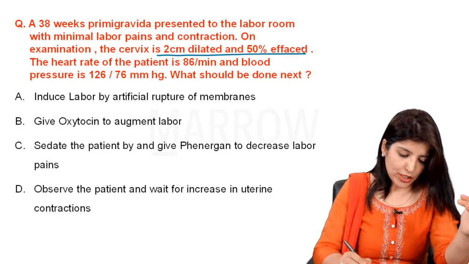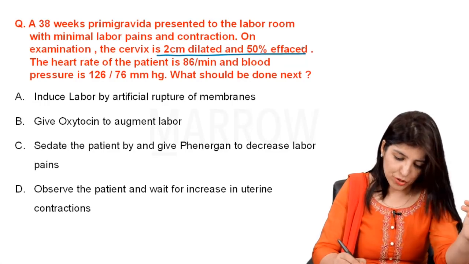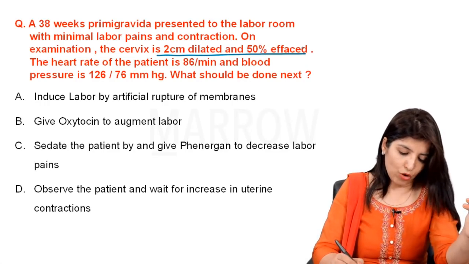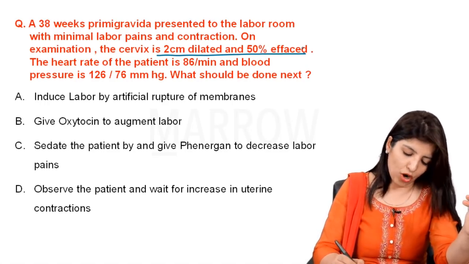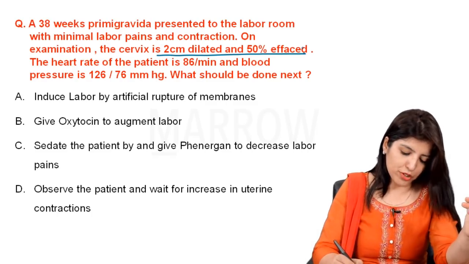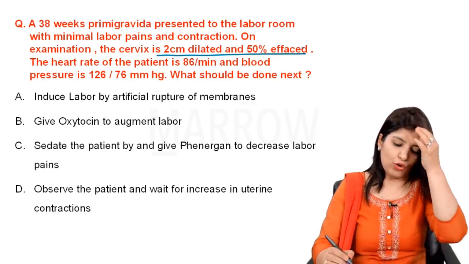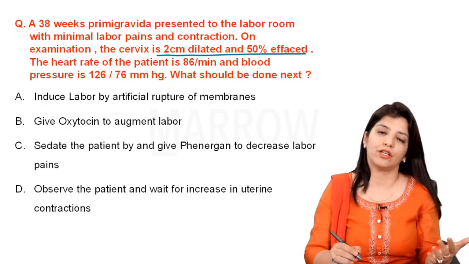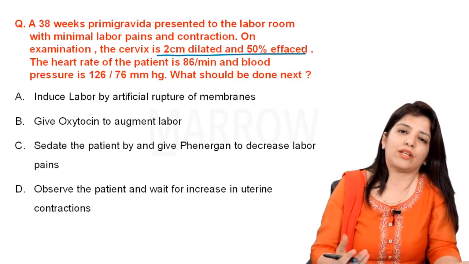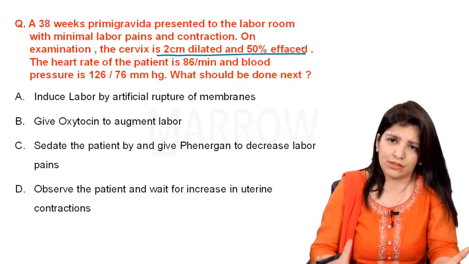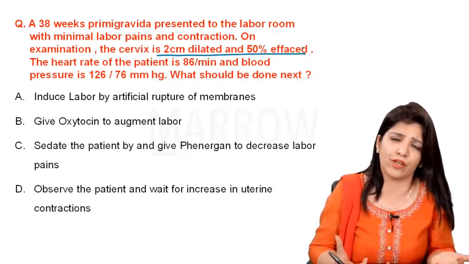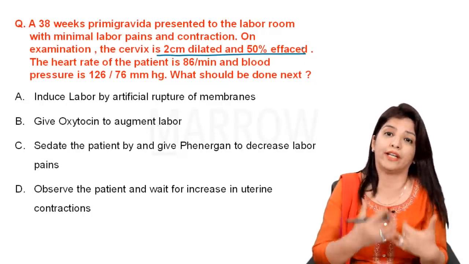Now, option A, induce labor by artificial rupture of membranes. Option B, give oxytocin to augment labor. Option C, sedate the patient. Option D, observe the patient and wait for increase in uterine contractions. Now see, the question is telling you that the patient is in latent phase and nothing else. The patient has just come to you, she is in latent phase. It is not a case of prolonged latent phase.